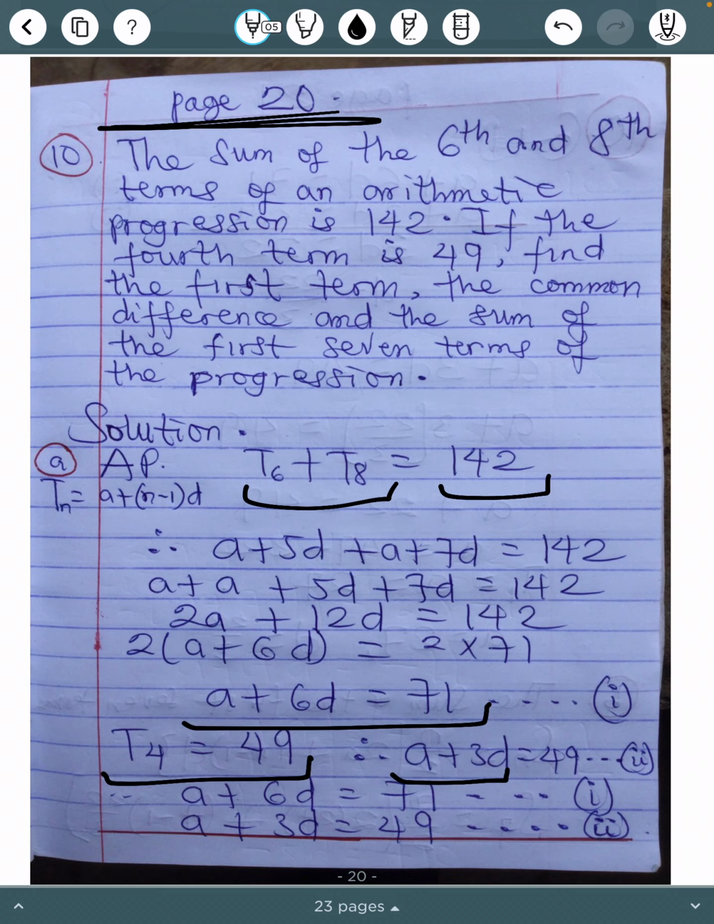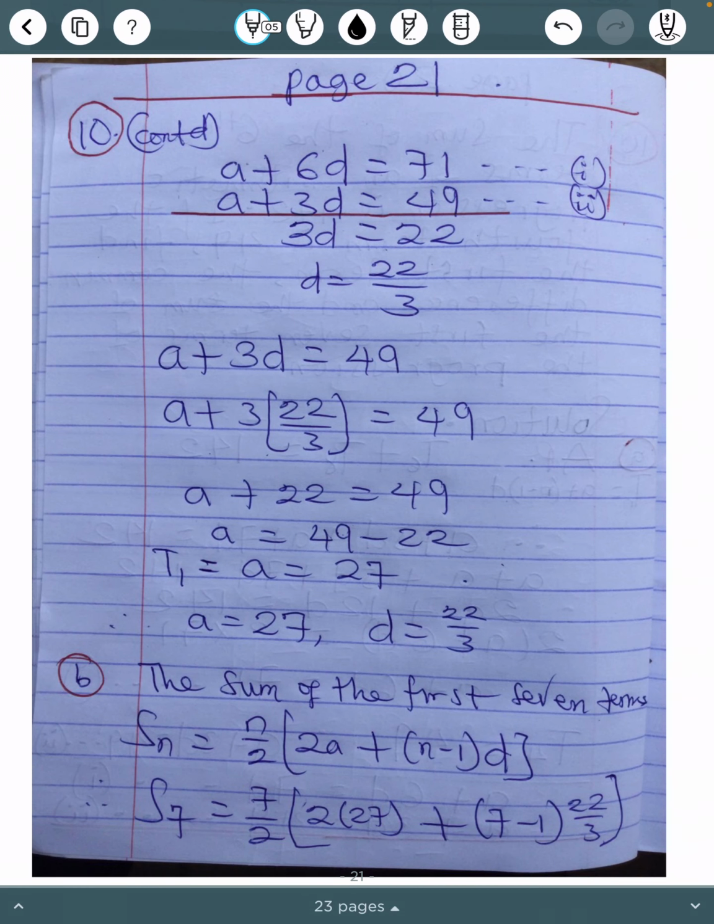So I can now solve a plus 6d is 71 and a plus 3d is 49 simultaneously. I will get d as 22 over 3. So my a will be, from a plus 3d is 49, a plus 3 times d, where the 3 will cancel the 3. That gives me my a as 27. So a is 27, d is 22 over 3.